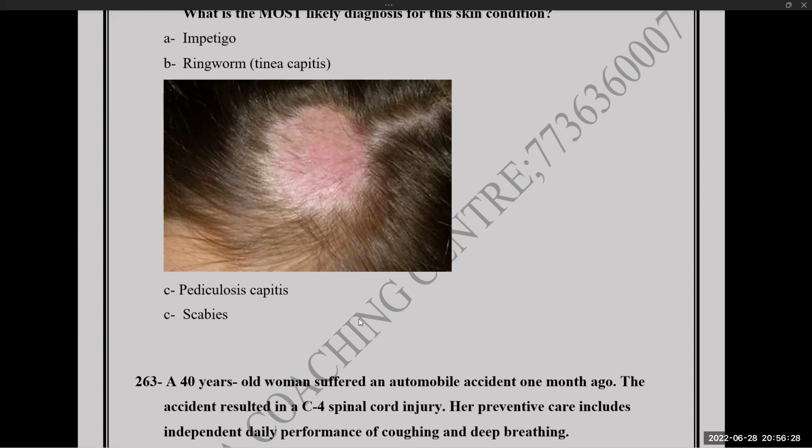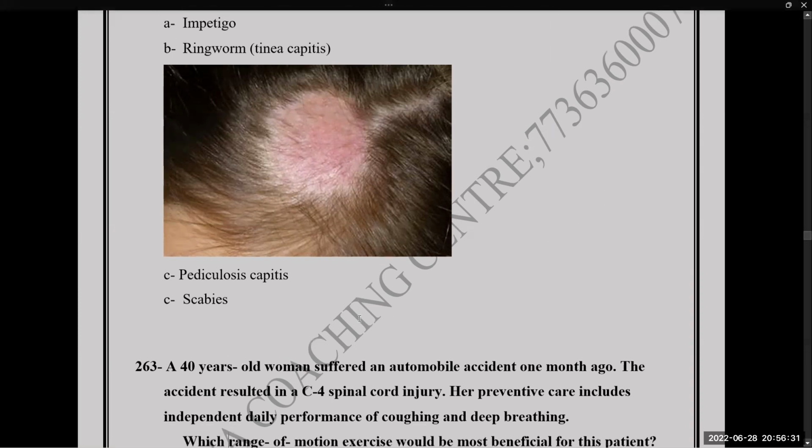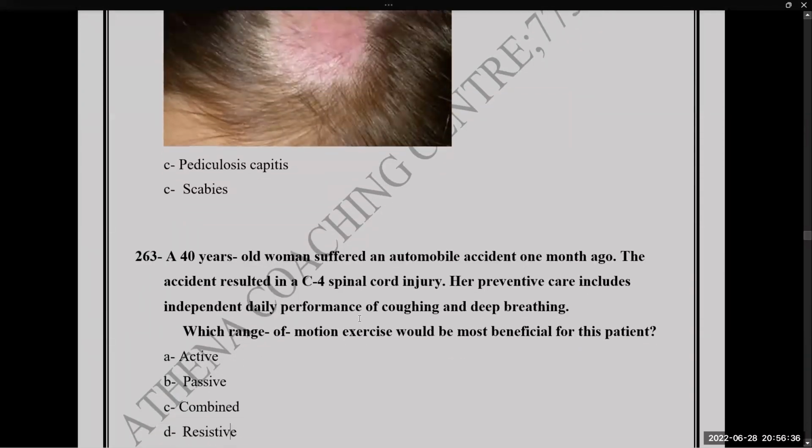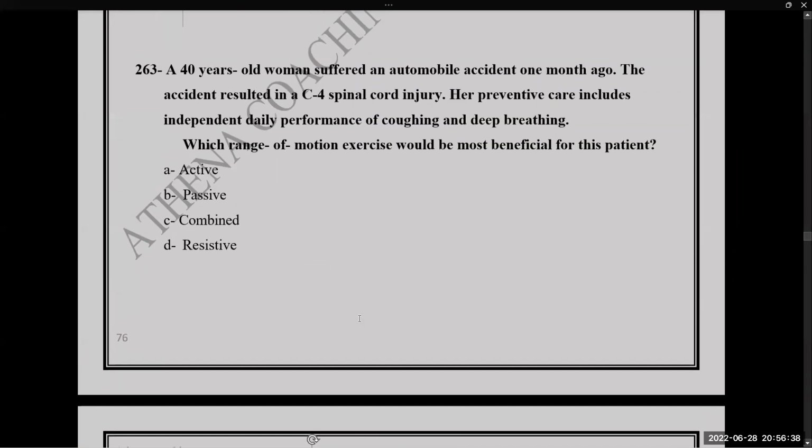Next question. A 40-year-old woman suffered an automobile accident 1 month ago. The accident resulted in C4 spinal cord injury. Her preventive care includes independent daily performance of coughing and deep breathing. Which range of motion exercise would be most beneficial for this patient?